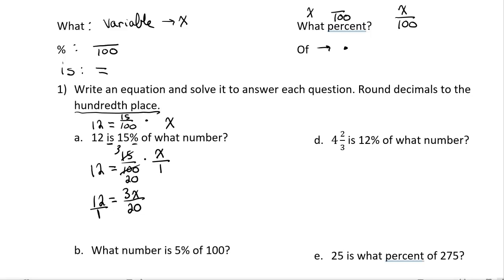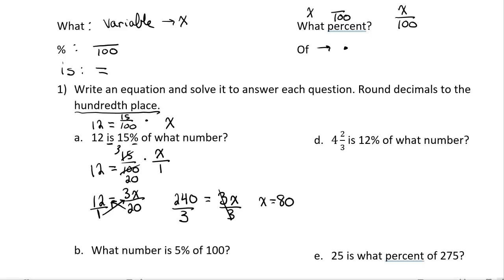And now I'm going to do cross multiplication. So we're back to something that we've done before. When we were setting up proportions and then solving proportions, we used cross multiplication. So 20 times 12, that's the first multiplication that I need to do. So 20 times 12 is 240 equals 1 times 3x gives me 3x. Now I divide by 3 to get x by itself. So that goes away. I divide by 3 and I get x equals 80.